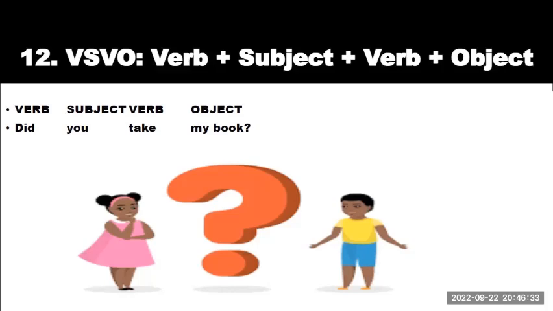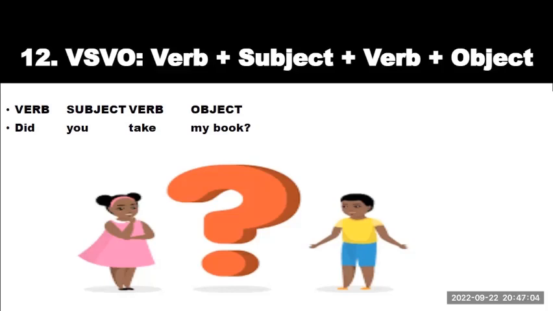an auxiliary verb. Are you a Nigerian? Do you play football? Can you swim? You know, when we want to ask some common yes or no questions, we begin with the auxiliary verb. And so here, the first verb is the auxiliary.